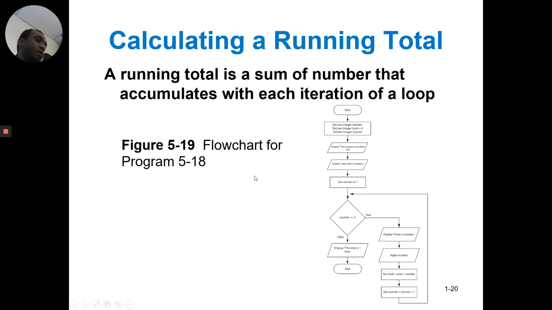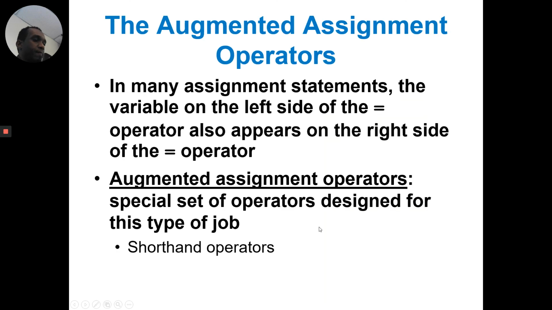Okay. So a running total is a sum of numbers that accumulates with each iteration of a loop. So you have a start, you declare how you want it to be. This program calculates, in your case, the total revenue that came in, and then the total customers you have served. Then you set up a counter as your first customer, and then you set, as long as the counter is less than whatever number of customers you have served for that day, it will keep going. If it's true, it will enter, and then it keeps looping in. If it's false, it will exit.